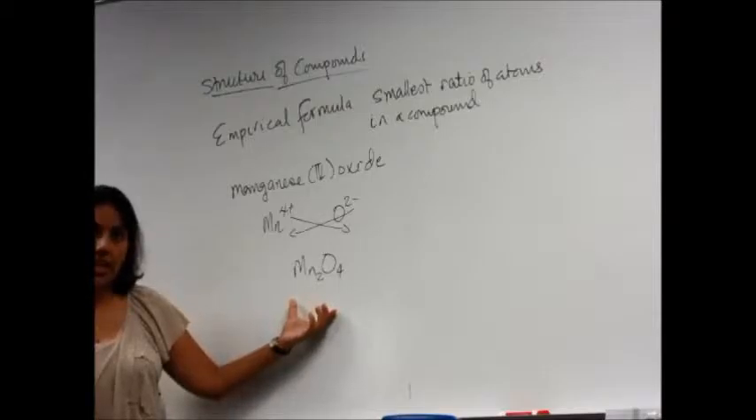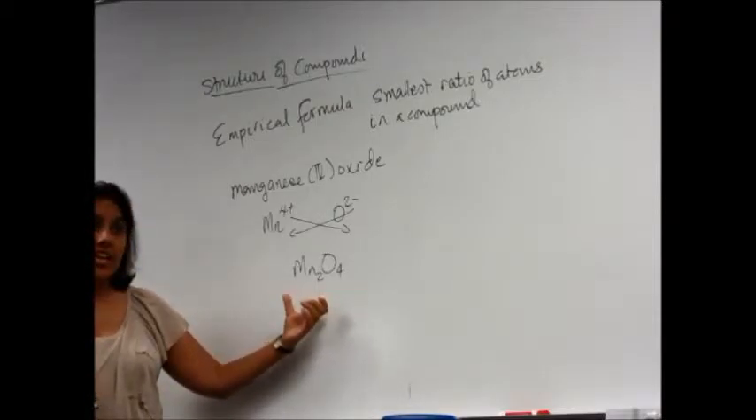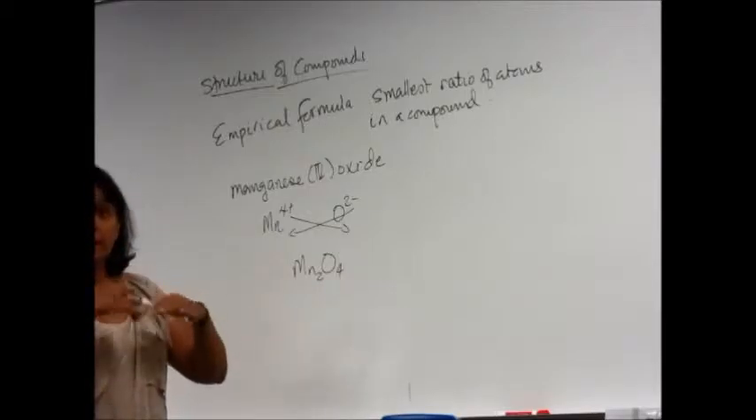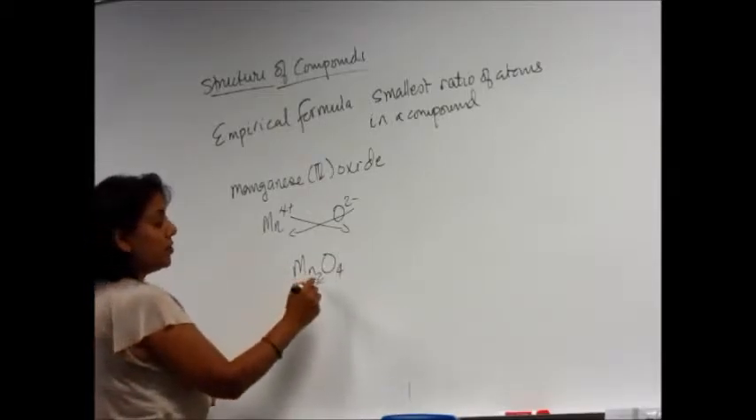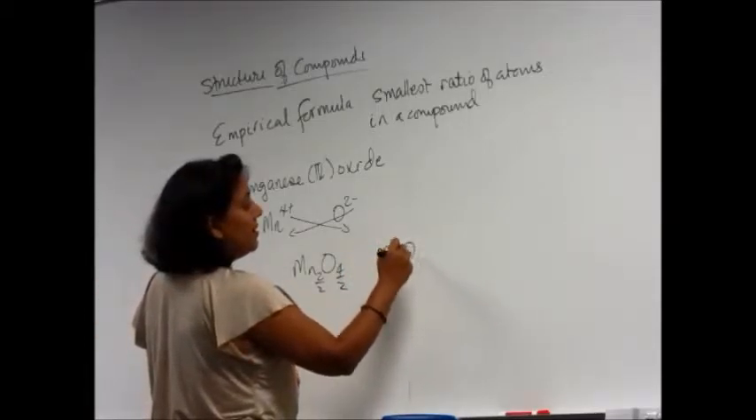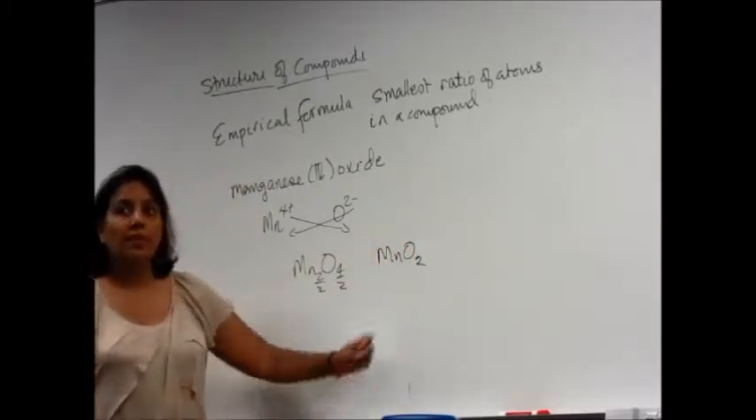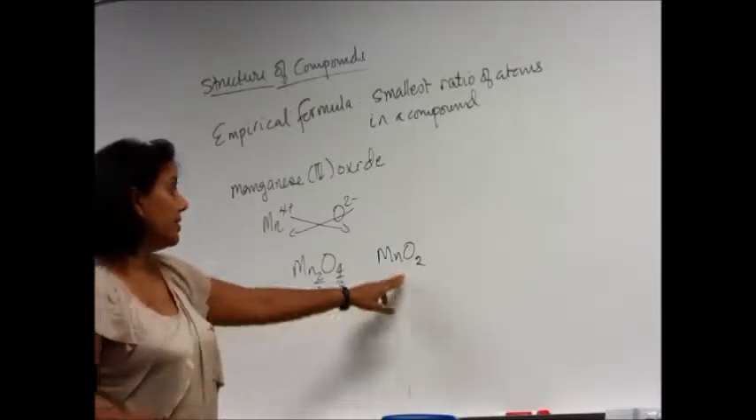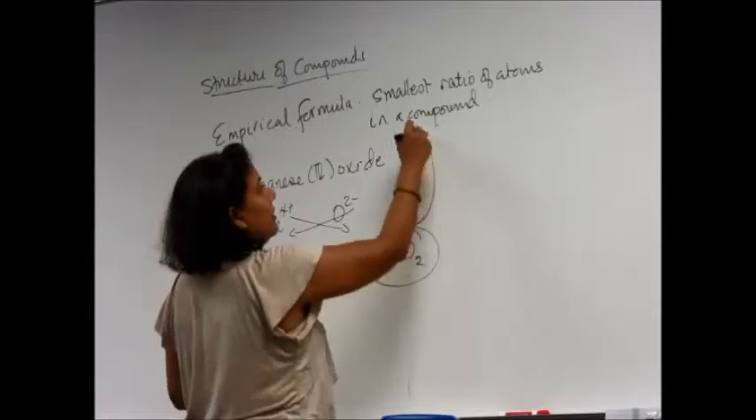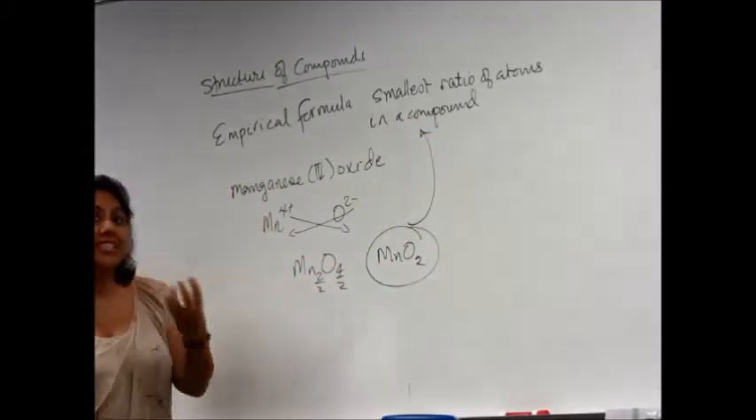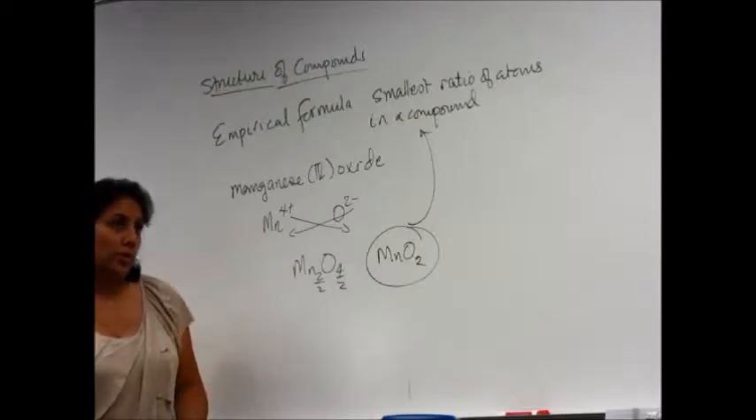Technically, this is what you would have. However, this is not the actual formula because this is 2 and 4, which means you will divide it by the smallest number, which is 2. So you can divide this by 2, and then you get MnO2. That's the correct formula. So you should always bring it down to the lowest formula. This is the empirical formula that we're talking about. It's the lowest ratio possible.